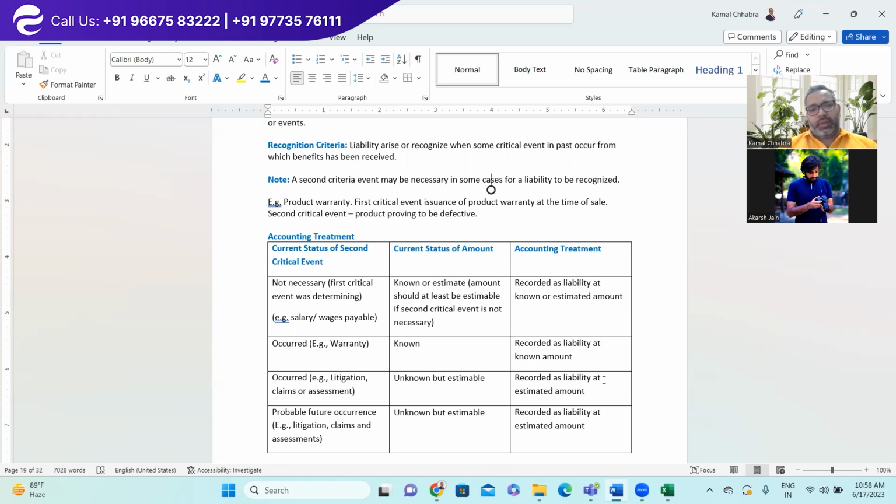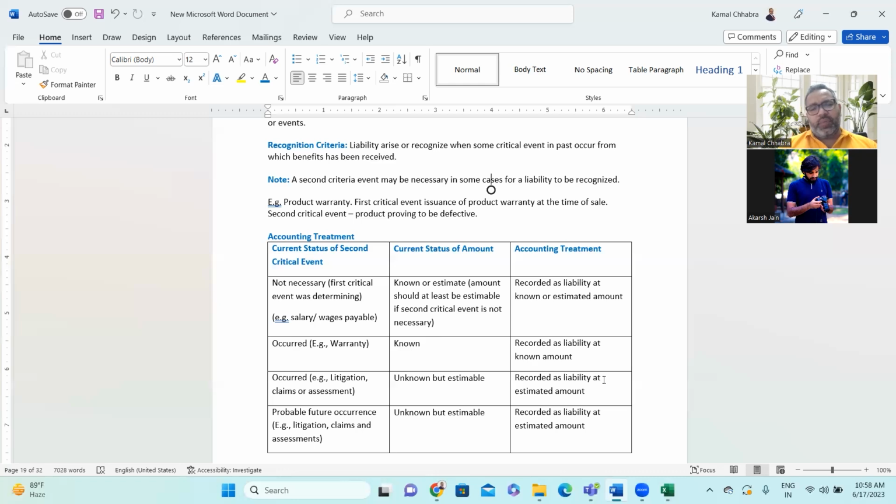For example, warranty. What is warranty? When you purchase a car, you get the warranty as well. Yes or no? Yes, sir. So from the company's standpoint, let's assume you are General Motors or maybe Hyundai or maybe Tata Motors. In that scenario, when you have sold the car, at that point of time, do you have any liability to incur? No, sir. No, but still you make certain provision for the warranty, right?